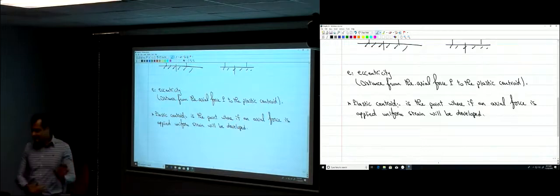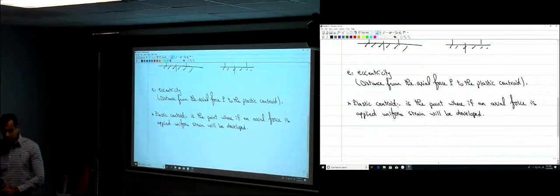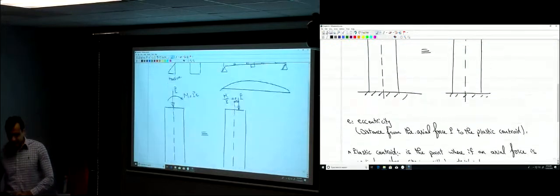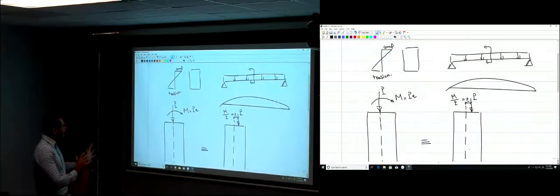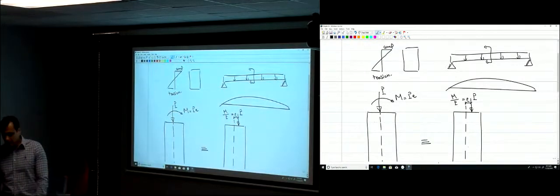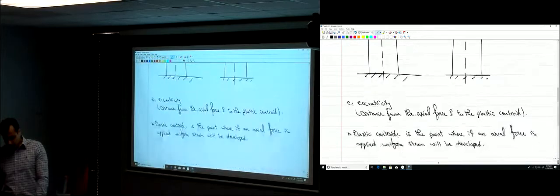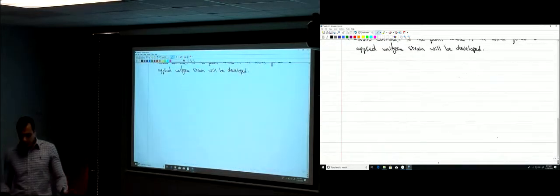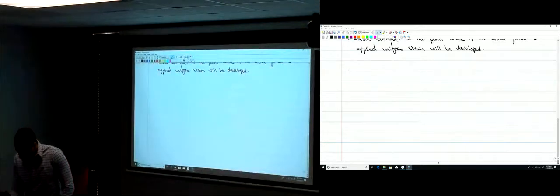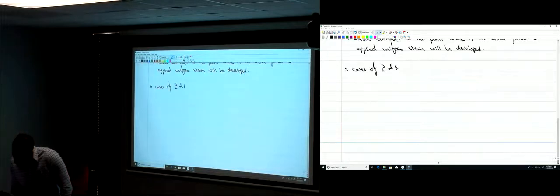Okay? That's the definition of the plastic centroid. Now, let's see what the combinations of P and M can result in. Let's take it from one extreme to the other extreme. So, cases of P and M.